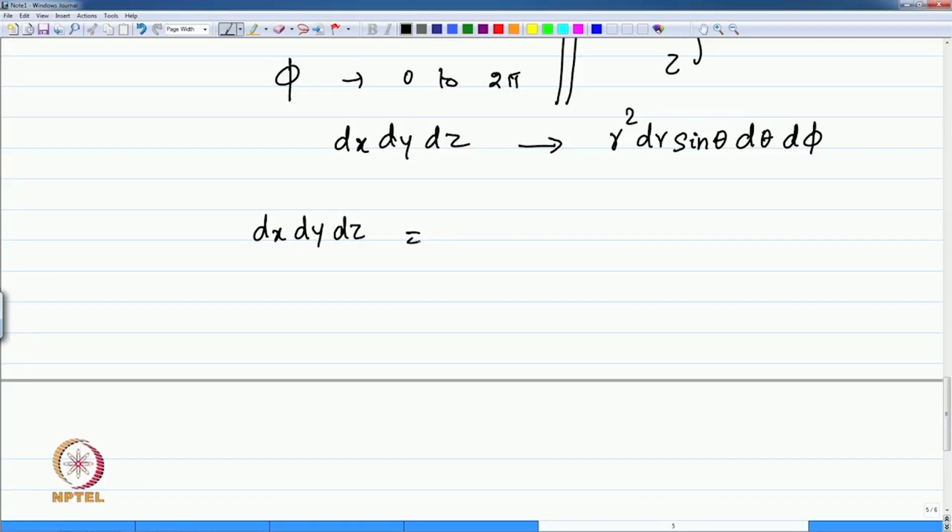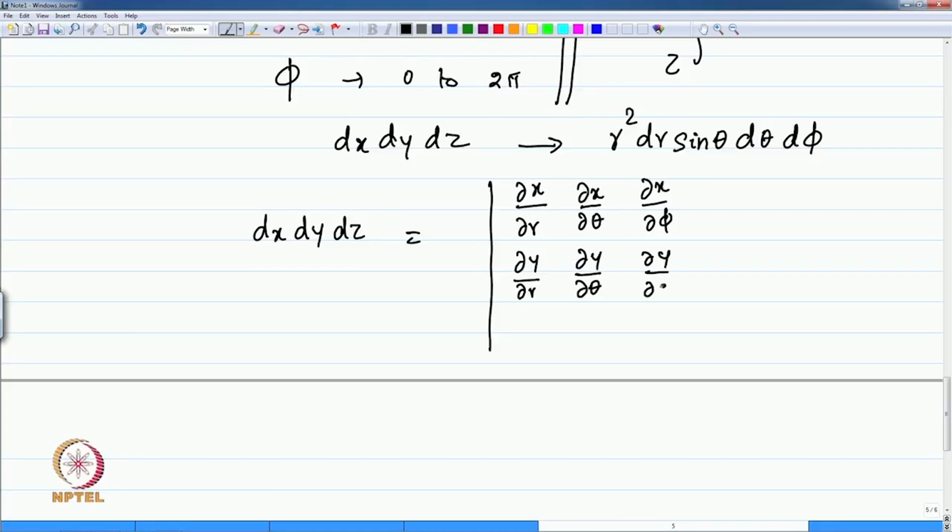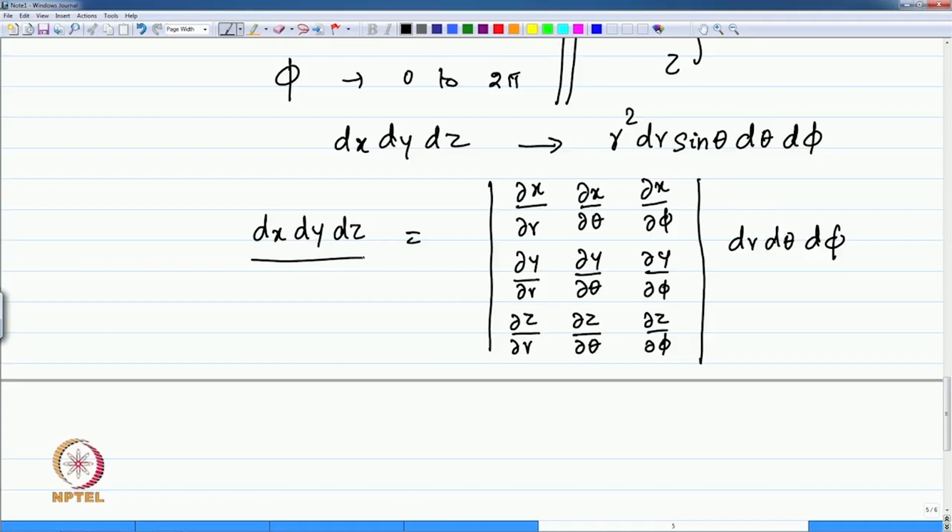the Jacobian, the magnitude of the Jacobian being the partial derivative of x with respect to r, x with respect to theta, and x with respect to phi, and the partial derivative of y with respect to r, theta, and phi, and likewise the partial derivative of z with respect to r, theta, and phi. The determinant of this multiplied by dr d theta d phi is called the Jacobian, and this is an elementary transformation matrix that transforms volume elements from one coordinate system to another, and this Jacobian has the magnitude r square sine theta with the dr d theta d phi.